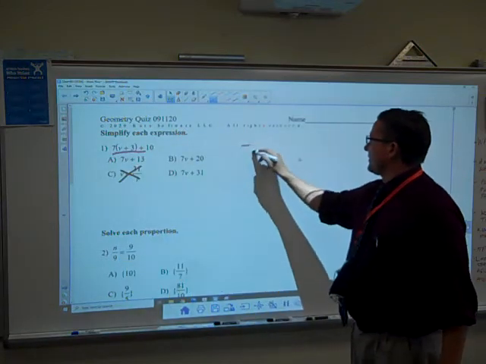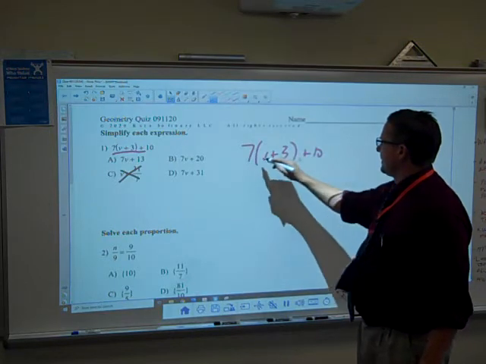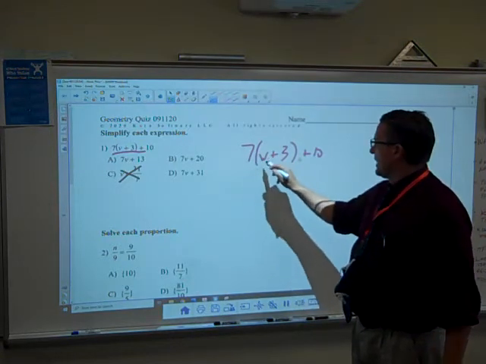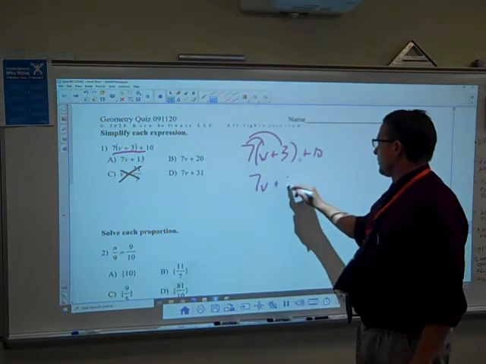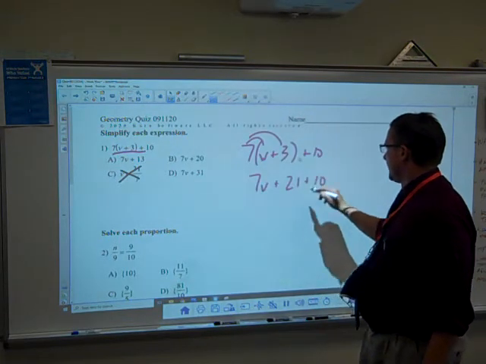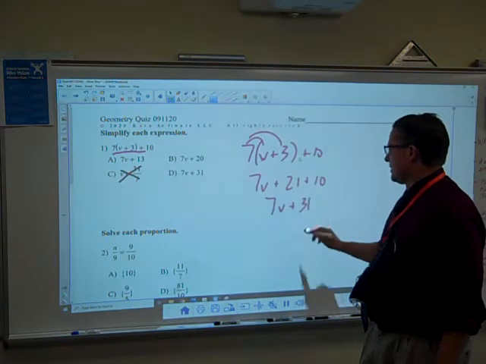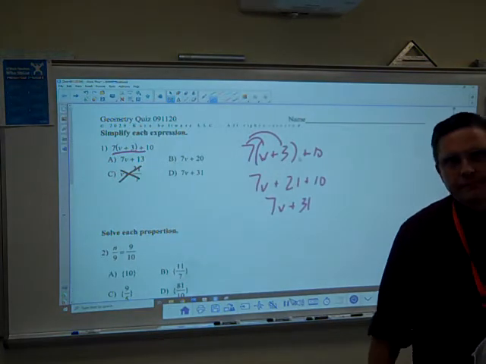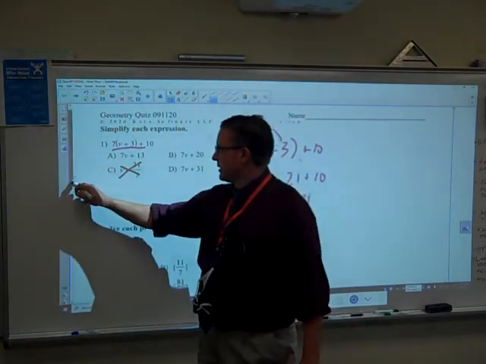So the problem was 7 times the quantity v plus 3, plus 10. And can't combine v and 3, so we'll distribute and get 7v plus 21 plus 10. So the answer to the first one, combining like terms 21 and 10, is just 7v plus 31. All right? Working our way down the page.